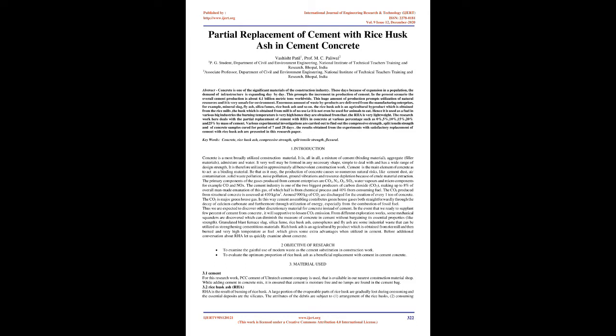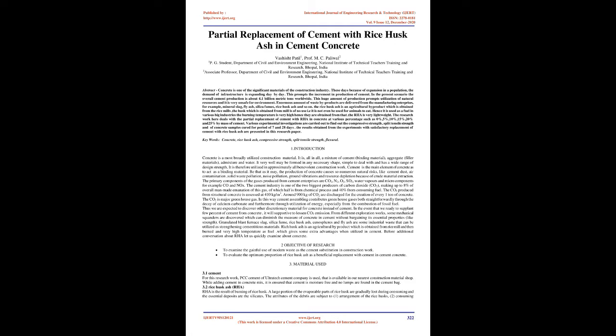1. Introduction. Concrete is the most broadly utilized construction material. It is, in general, a mixture of cement, binding material, aggregate, filler materials, admixture, and water. It can be formed in any necessary shape, is simple to handle, and has a wide range of design strength. It is therefore utilized in approximately all kinds of construction work. Cement is the main element of concrete, acting as a binding material.